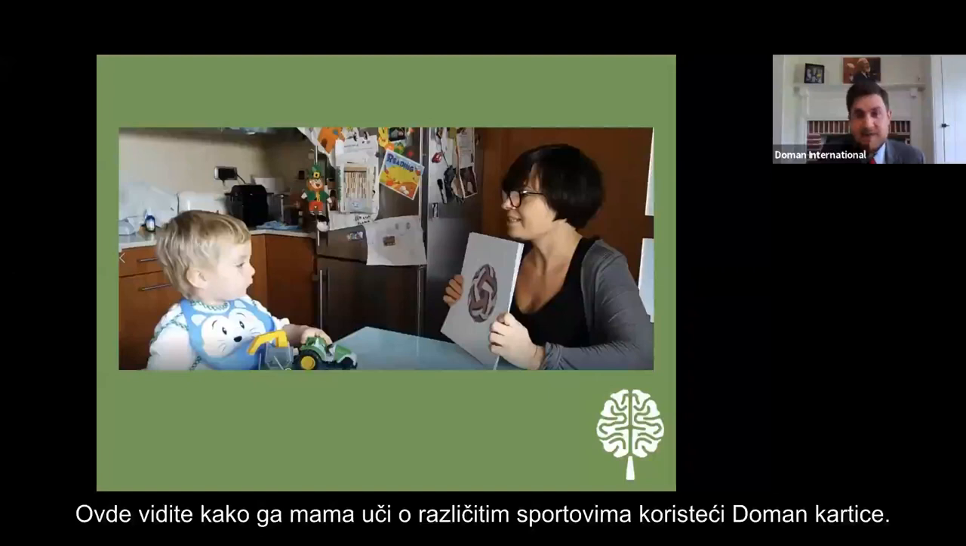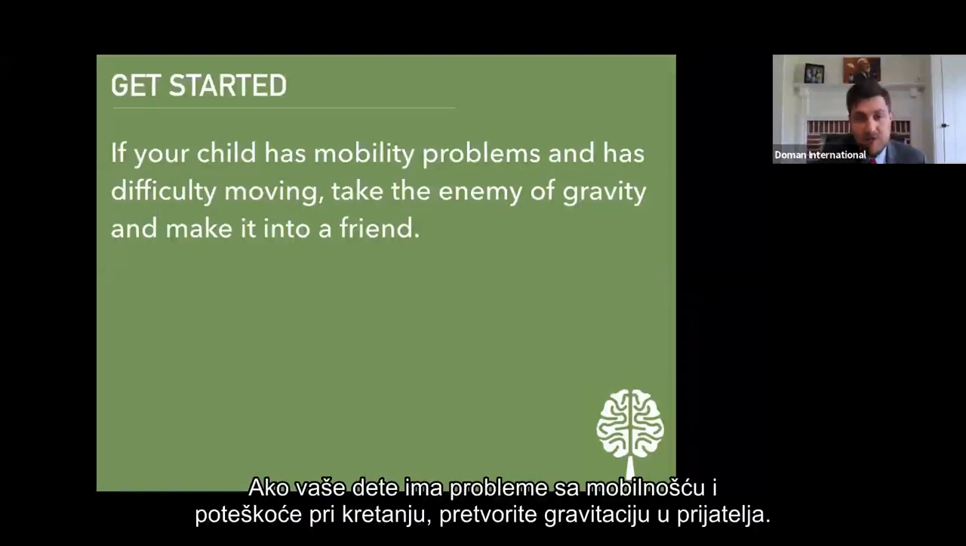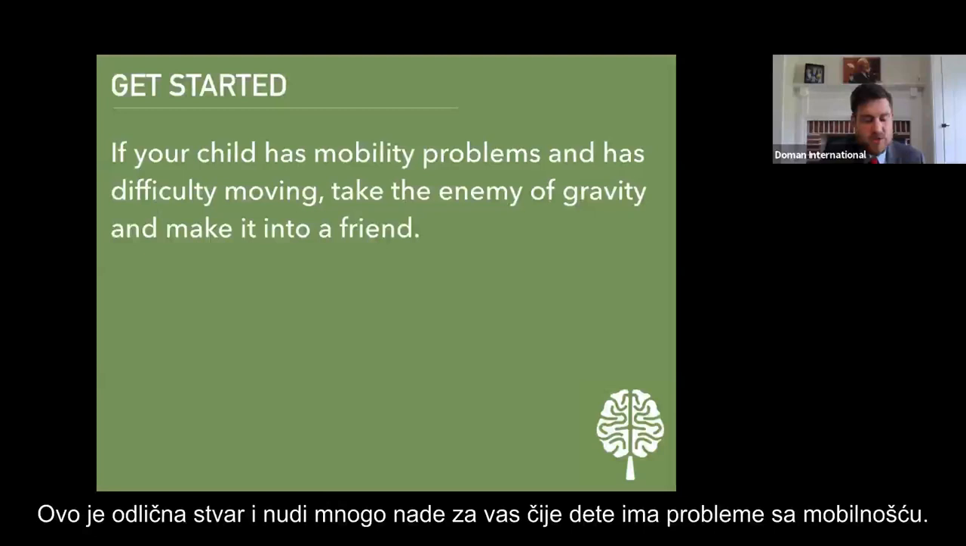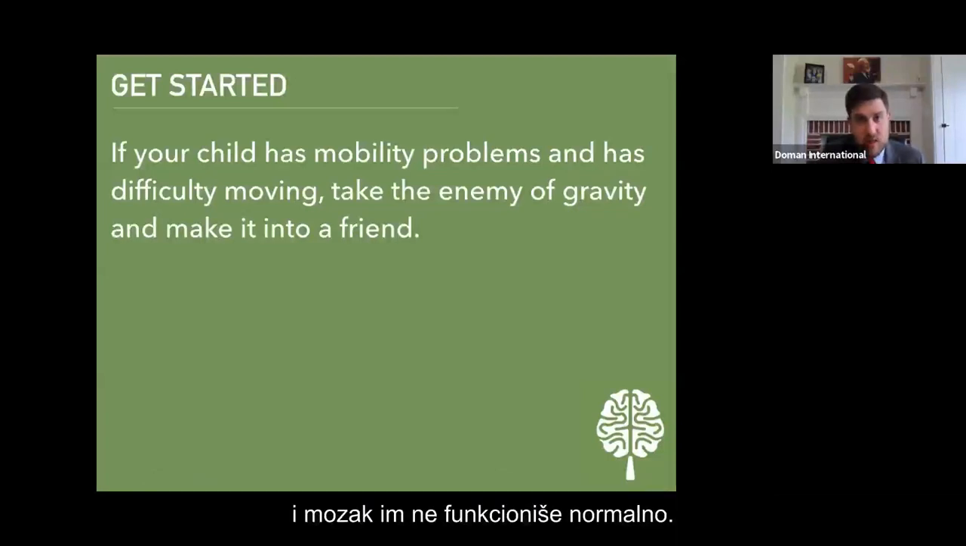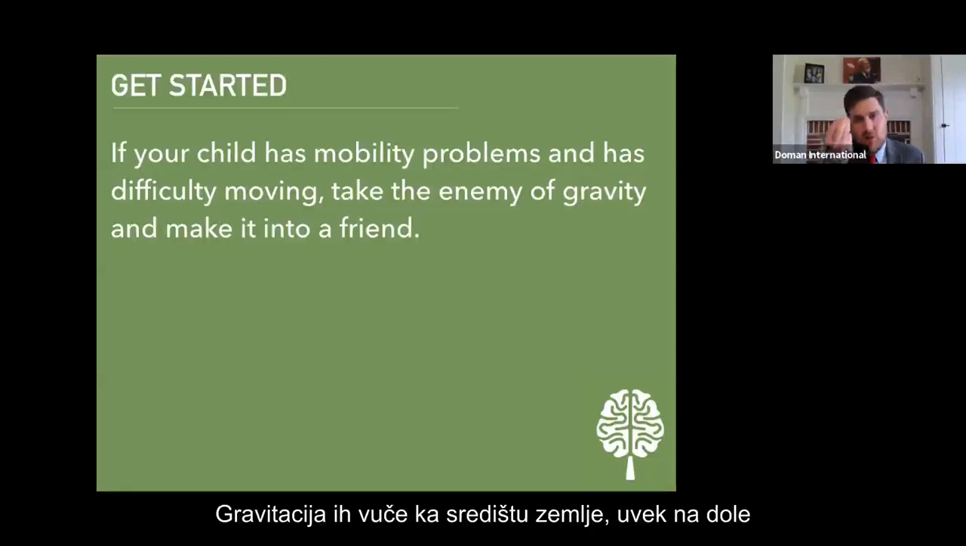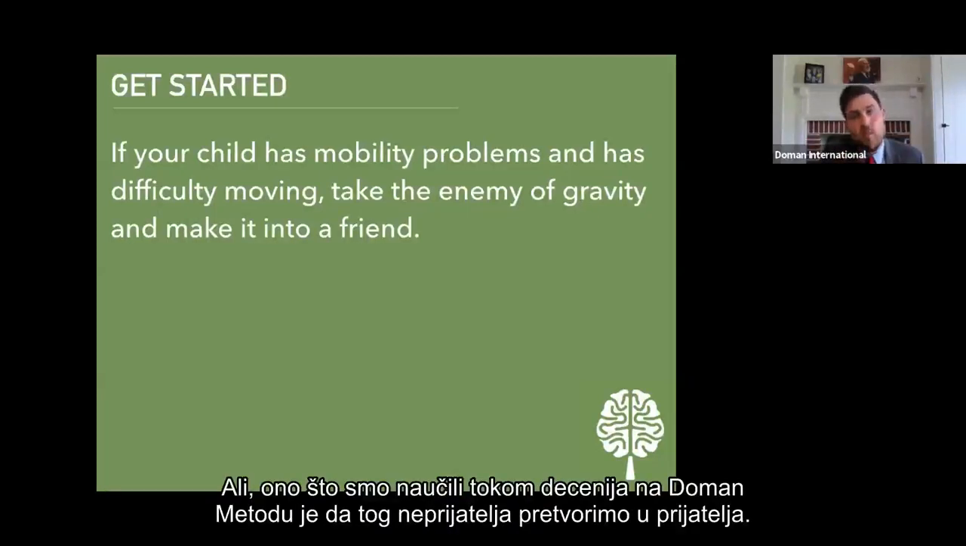Here you can see his mom is teaching him about different sports with Doman cards. If your child has mobility problems and difficulty moving, take the enemy of gravity and make it into a friend. So this is a wonderful, wonderful point and offers so much hope for those of you who have children with mobility issues. If your child is unable to move or doesn't move well, one of the problems is they cannot move their arms and legs well because of their brain development being impacted and their brain not functioning normally. And gravity pulls their bodies toward the center of the earth, right? So gravity is always pulling us down. And so for children with mobility issues, gravity is an enemy. But what we've learned with the Doman method over decades is to turn the enemy of gravity into a friend.